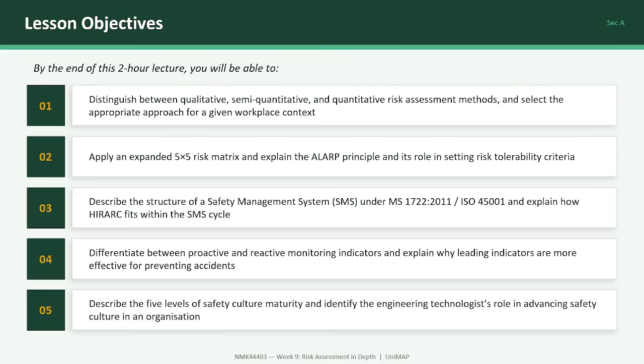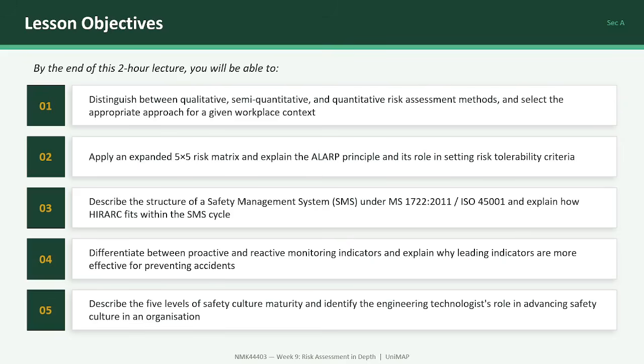Objective 2. Apply an expanded 5x5 risk matrix and explain the ALA-RP principle. The 3x3 matrix from Week 9 is suitable for most SMEs and routine workplaces. The 5x5 is used in high-hazard industries and larger organizations. ALA-RP is the legal and ethical standard that decides where the boundary between acceptable and unacceptable risk sits.